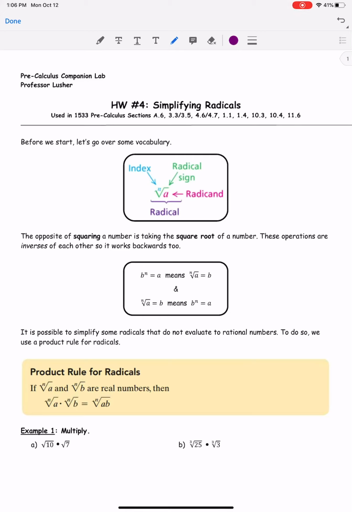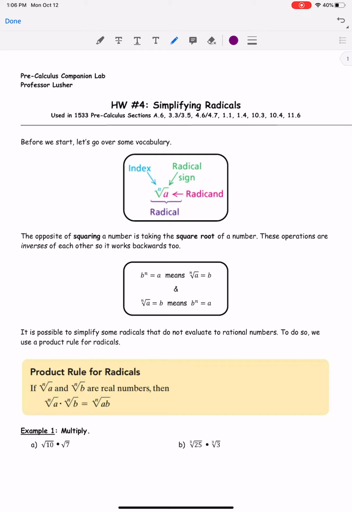Hello everyone, this is your homework for simplifying radicals. Unlike the homework 3 assignment, which you only needed for 2 different sections, you can see here that you need it for a lot more sections in your pre-calculus class. So it's going to make your life a lot easier if you master simplifying radicals in this course.